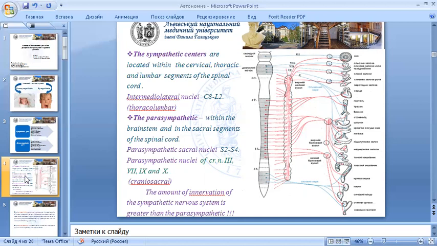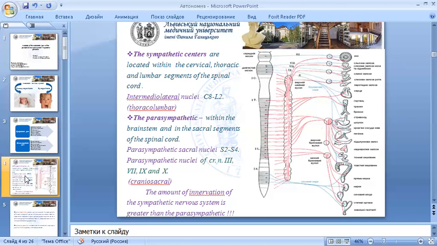The sympathetic segmental centers are located within the cervical, thoracic, and lumbar segments of the spinal cord. They are represented with the intermediolateral nucleus, which is related to the spinal segments from the 8th cervical till 2nd lumbar, which is why it's also called the thoracolumbar division.